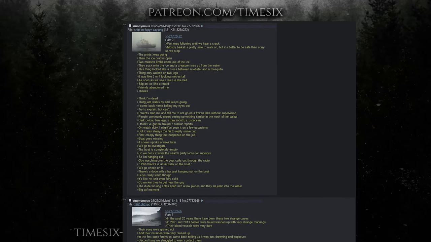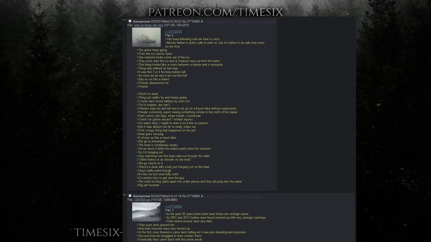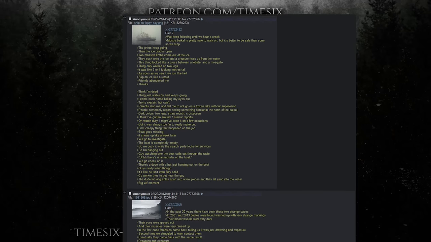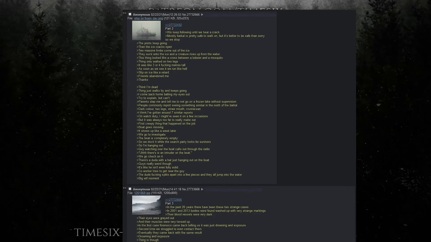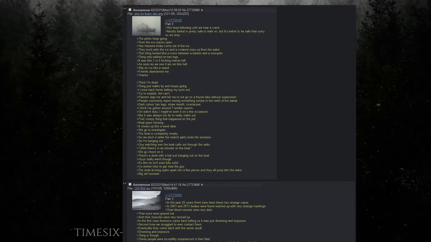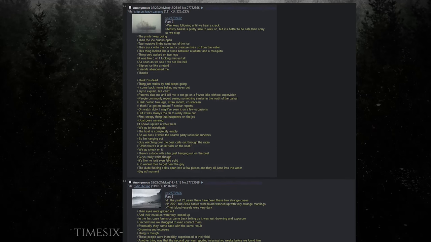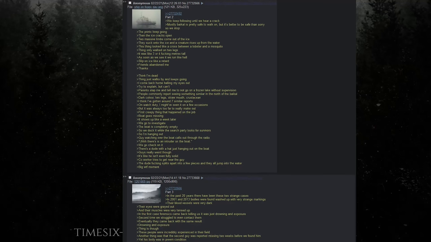Two massive limbs come out of the ice. They suck onto the ice, and a creature rises up from the water. This thing looked like a cross between a lobster and a mosquito. Thing only walked on two legs. It was like 3 or 4 fucking meters tall. As soon as we see it, we run like hell.